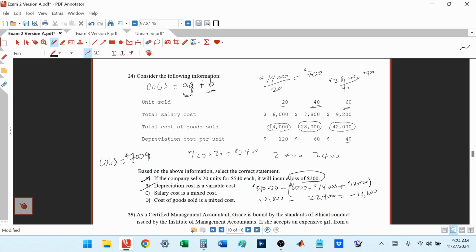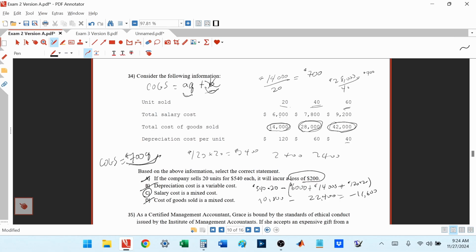When Q equals 20, COGS equals 700 times Q. When Q equals 40, COGS equals 700 times Q. And when Q equals 60, COGS equals 700 times Q. So cost of goods sold is not a mixed cost. It is purely a variable cost. There is no fixed component, it's just a variable component. A is equal to 700 and Q varies with 20, 40, 60 as you see. So cost of goods sold is a variable cost. So D can't be right. And so by process of elimination, C is correct.